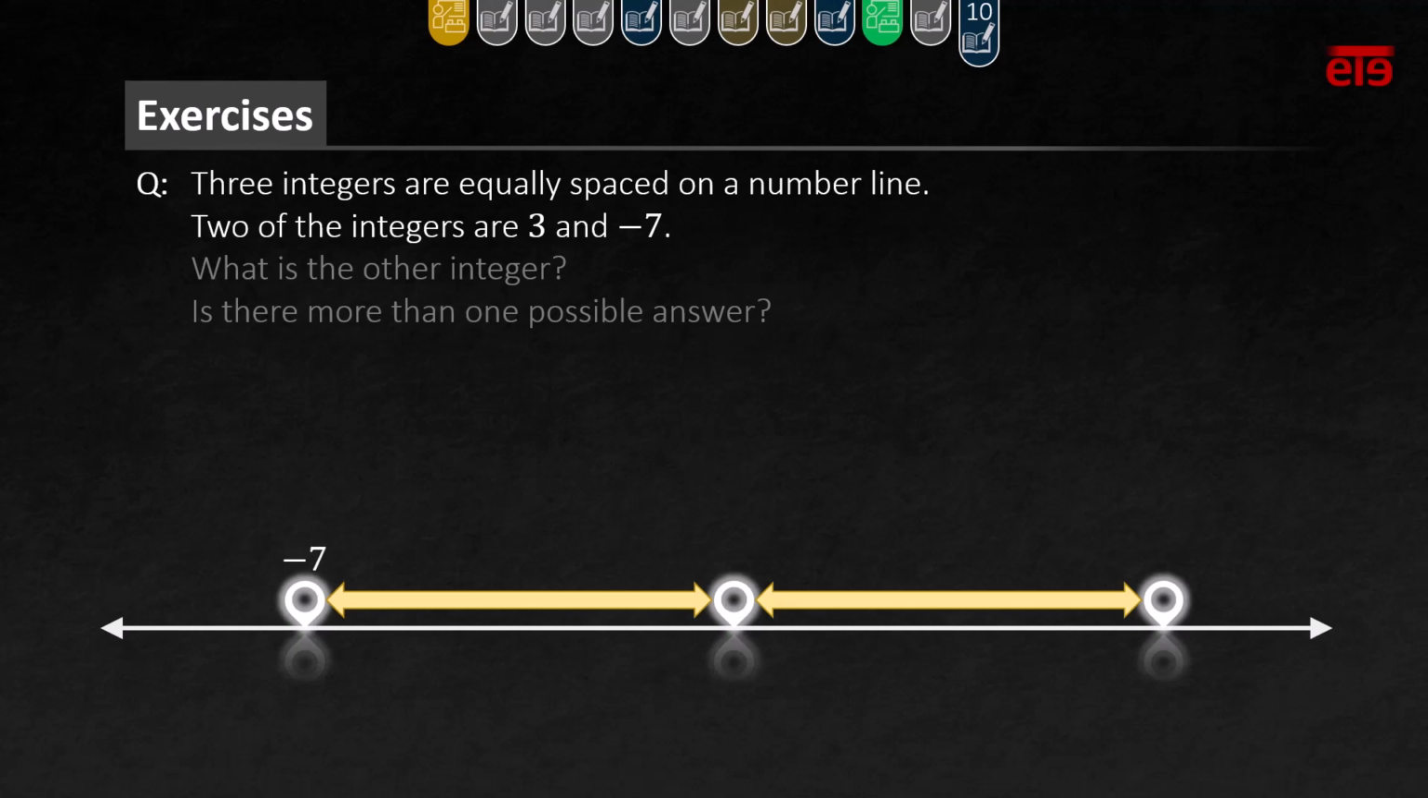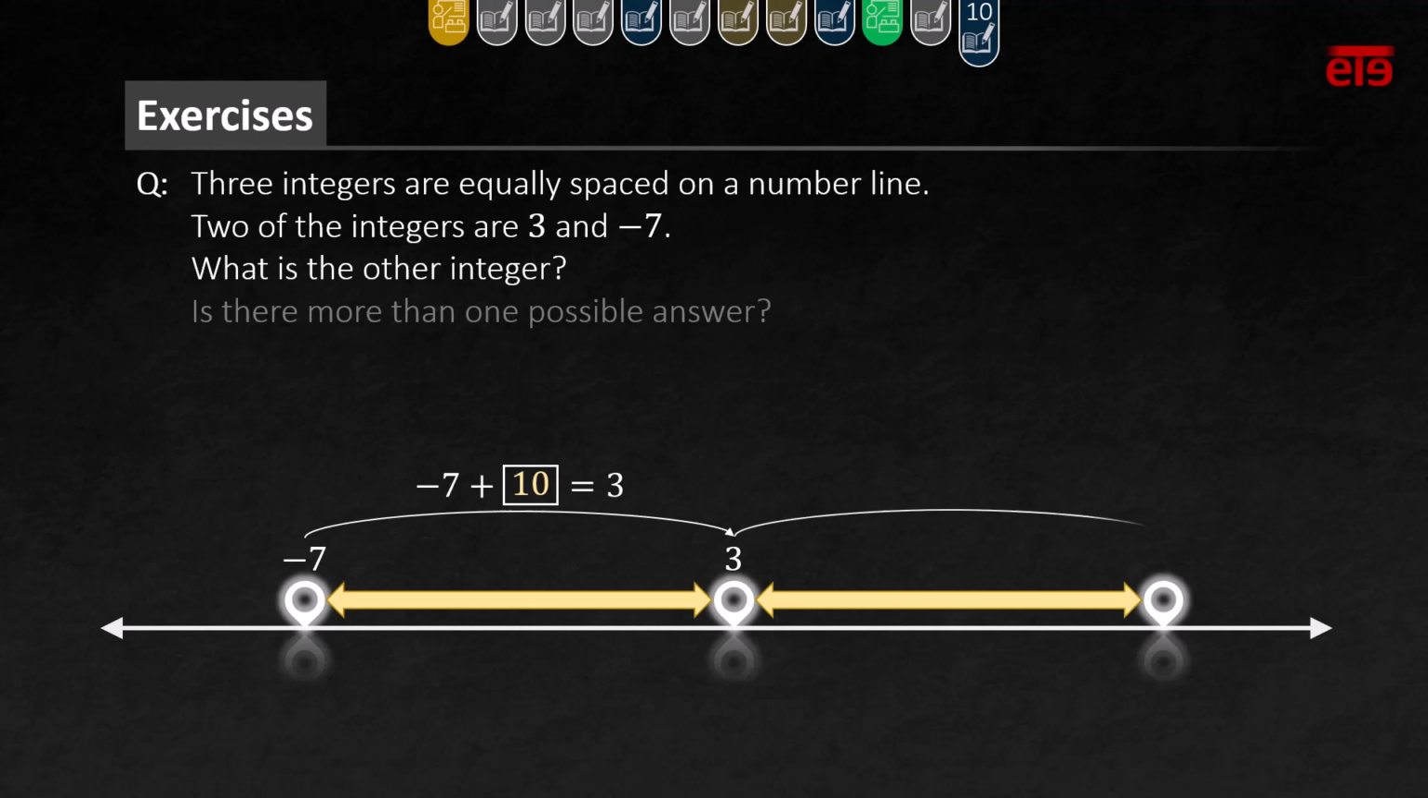First, we need to place these integers on 2 of the 3 marks. Negative 7 is less than 3, so it lies on the left side of the number line. Another number is 3. Now we can calculate the space from negative 7 to 3. 3 minus negative 7 is 10. Since the spaces between the integers are equal, another integer is 10 spaces to the right of 3. We can add 3 and 10, so the other integer is 13.